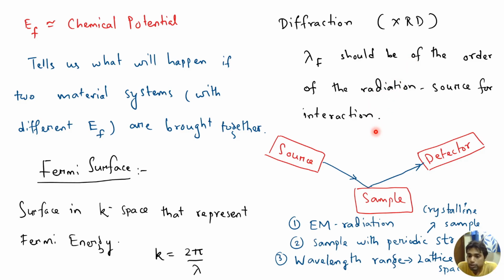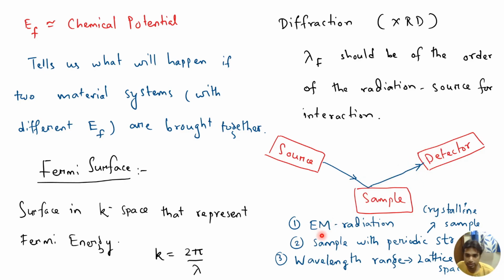So if you bombard the probe, and your probe can be a photon or a neutron or any other source, if it has a de Broglie wavelength of the order of lambda f, then you will have some possible interaction, and by studying that interaction you will get to know the structure of the material. So you have a source, a sample, and a detector. From the source, radiation of the order of lambda f wavelength should hit the sample, then whatever is scattered from the sample, you detect.